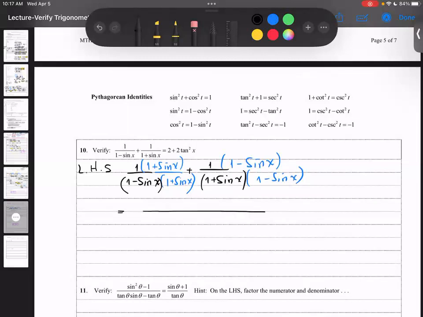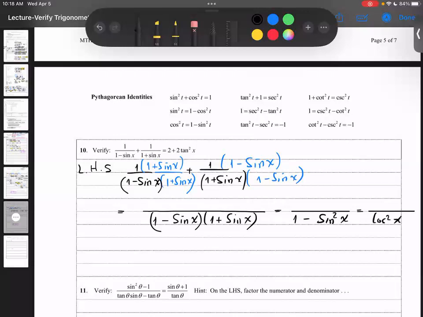Now we have one common denominator, which is 1 minus sine x times 1 plus sine x. What is that? Let's take out the bottom. A minus b times a plus b, right? A squared minus b squared. So 1 squared, which is 1, minus sine squared x. One more time, what does 1 minus sine squared x equal? Yeah, cosine squared x. We'll stop it there for now.